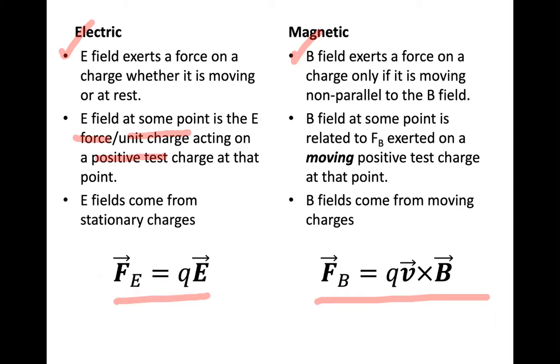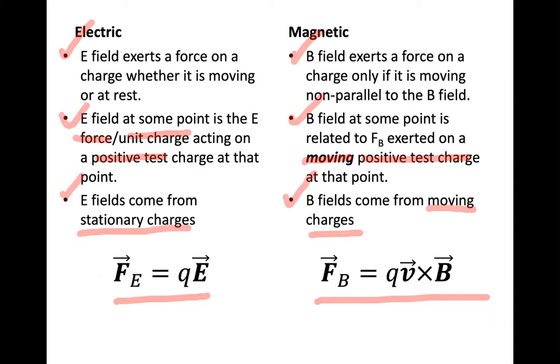Well, for the B field, it's related to the force exerted on a moving positive test charge. But also the B field just goes from north to south. Okay. Electric fields come from charges, whether they're moving or not, but basically if a charge exists, it creates an E field. For a B field, you have to have that charge, and that charge has to be moving.